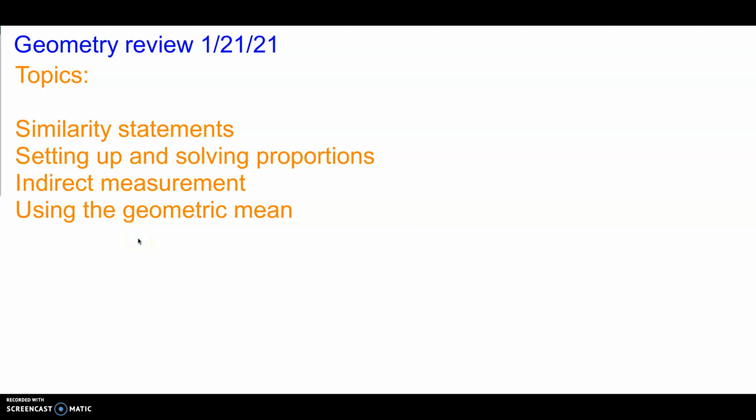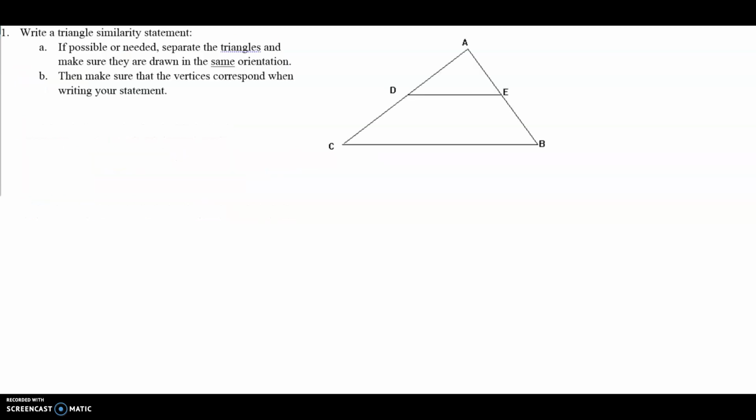Alright, so today we're going to look at a few topics that we learned the past 2 weeks. So we're going to look at similarity statements, setting up and solving proportions, indirect measurements used to find missing sides, and then we're going to use the geometric mean to find missing sides of 3 similar right triangles.